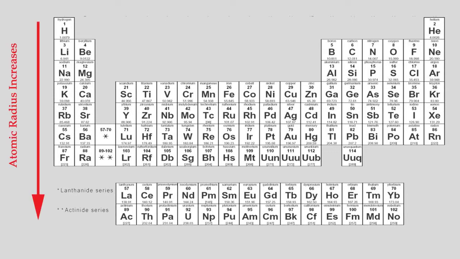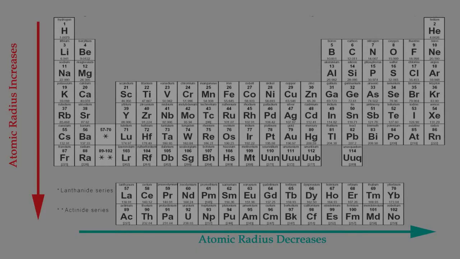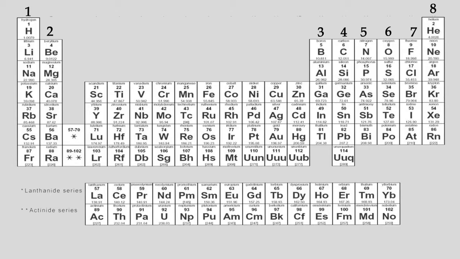So as we go down the periodic table, the atomic radius is increasing. As you go across the periodic table, the atomic radius decreases. When there are more electrons in the outer shell without it becoming a new shell, the nucleus can pull in the outer shell. This pulling in decreases the atomic radius.